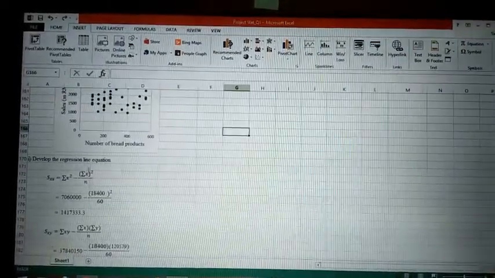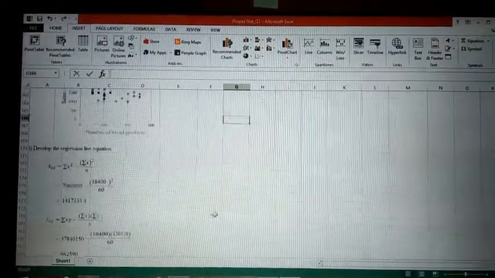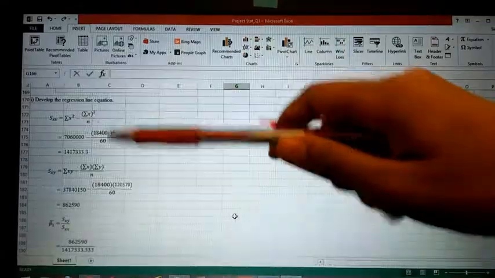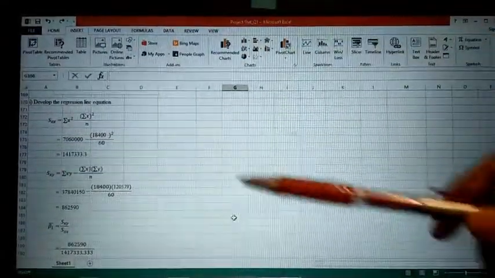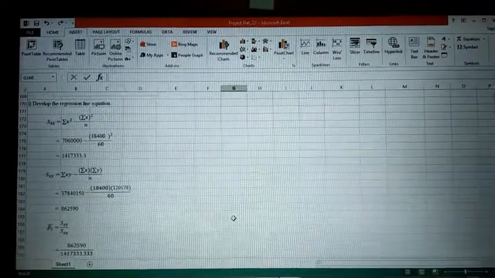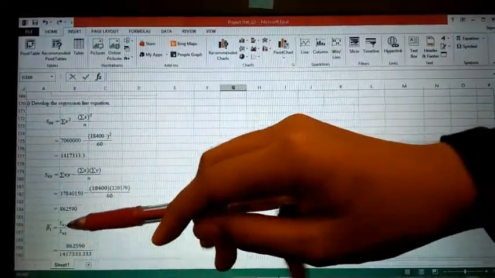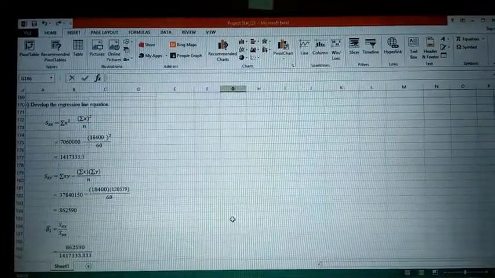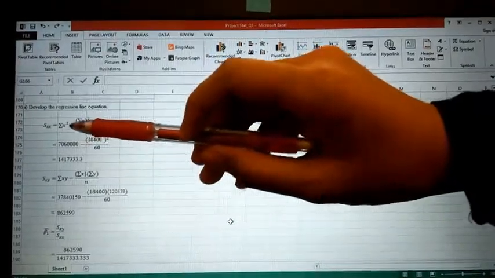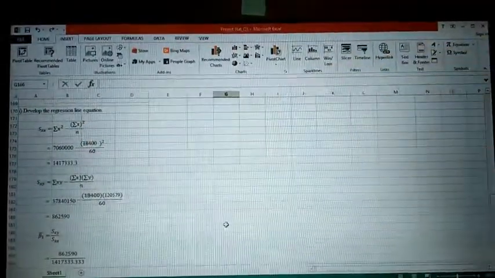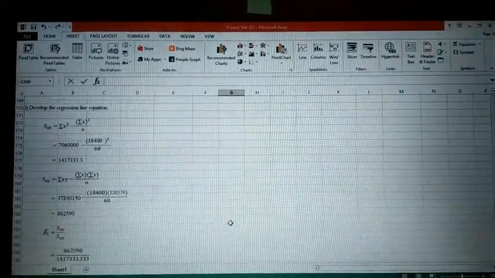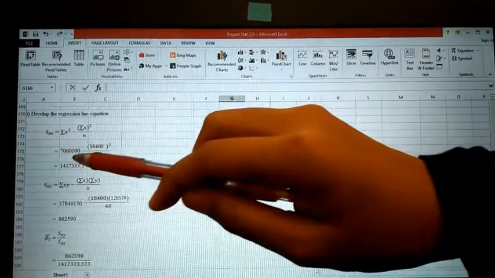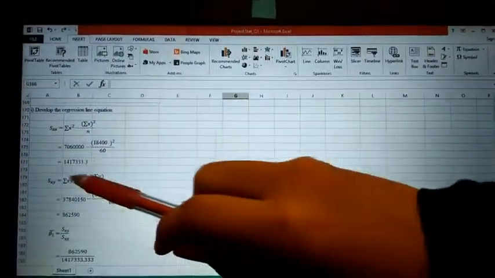For question I, develop the regression line. For this question we need to find the Sxx, and we need to find Sxy also, because to find beta h1 we need to divide the Sxy by Sxx. For Sxx, the formula is summation of x squared minus the summation of x, squared, divided by n. We calculate and then we get 100.